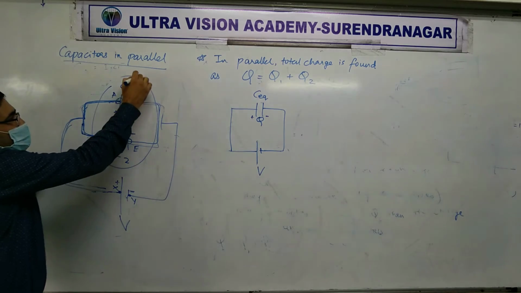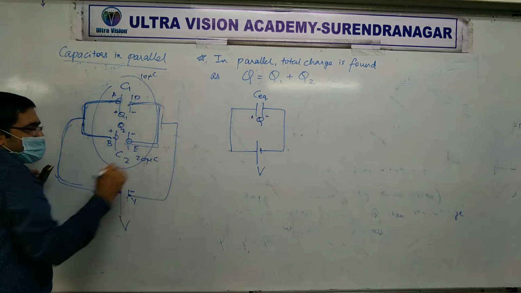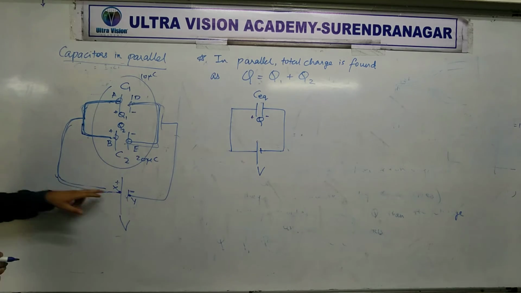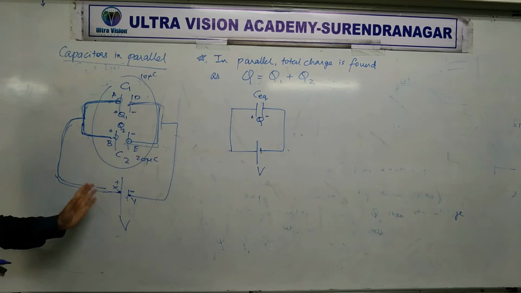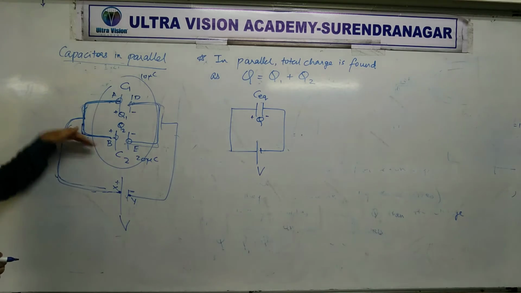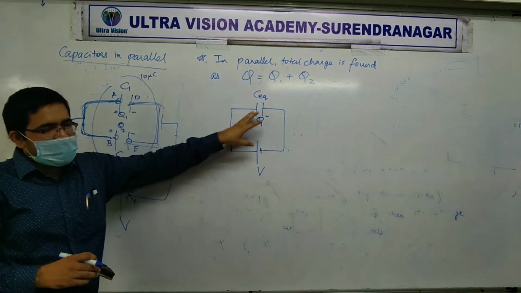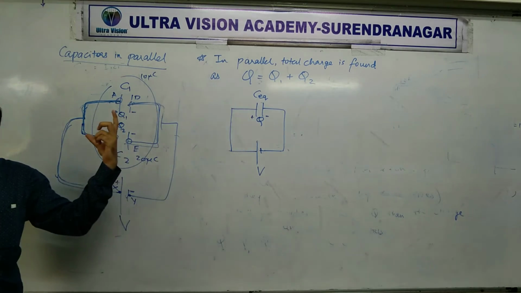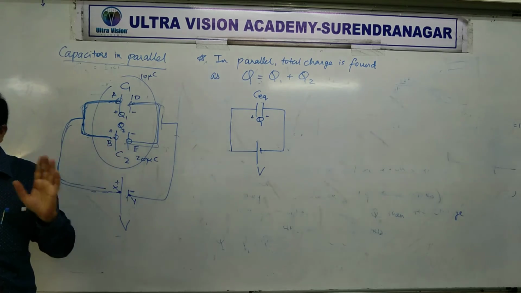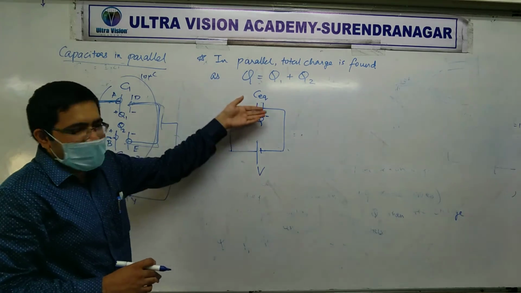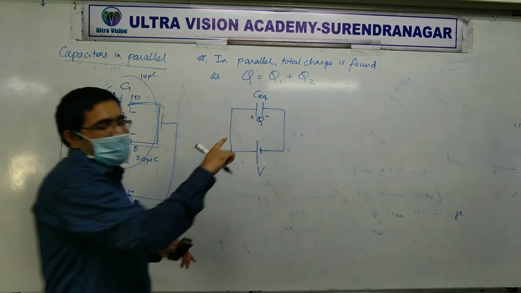For example, this stores 10 microcoulomb and this stores 20 microcoulomb. Then that means actually the battery gave 30. Why 30? Because 10 of it went here and then 20 of it went here. So if we want this to do the same thing as these two together, then it should not store 10 or 20, it should store 30. That is, it should basically take 30 from the battery. So that's why only Q, neither Q1 nor Q2.